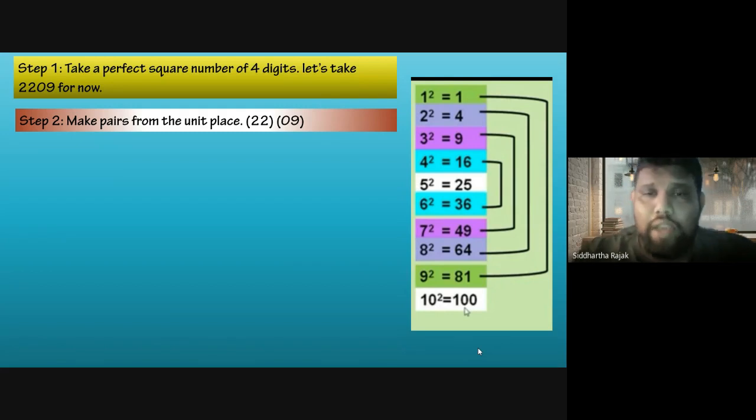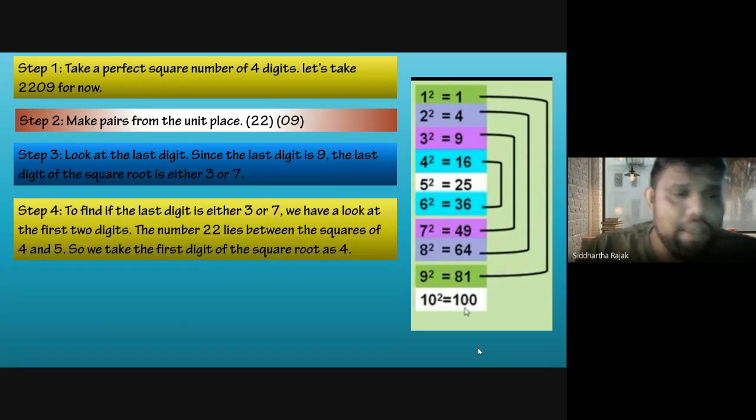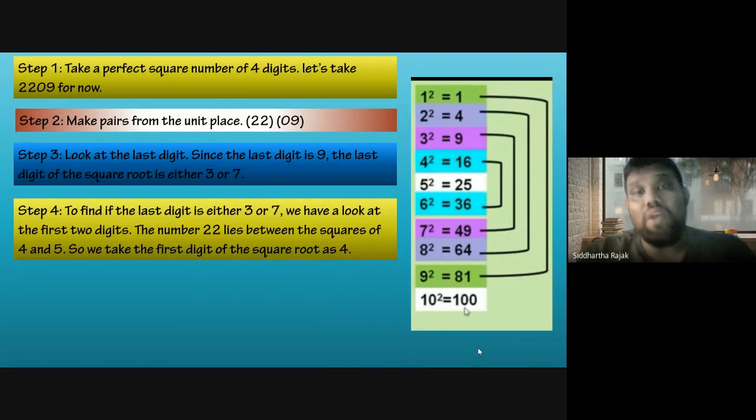Whenever you square numbers ending with 3 or 7, only then are you going to get 9 at the end. So the last digit of the number 2209 is 9, so the last digit of the square root is either 3 or 7. You have to understand that, which is quoted in purple in the figure that I've just shown. Now you need to find out whether it's 3 or 7. We have to be sure of that, right?